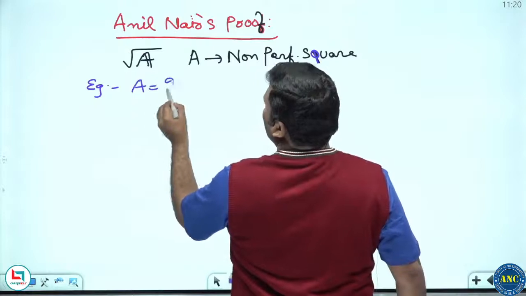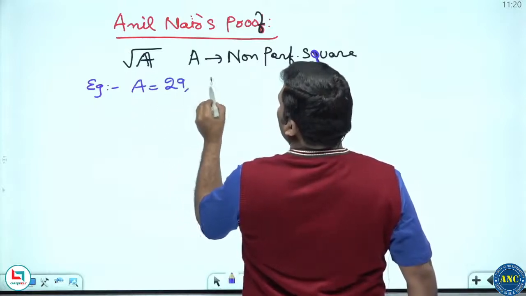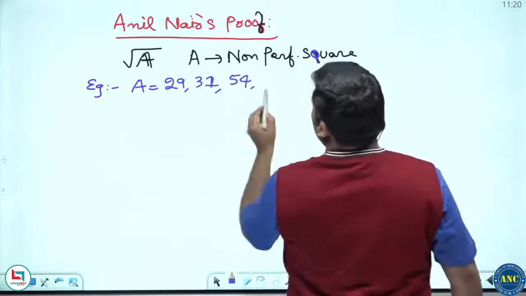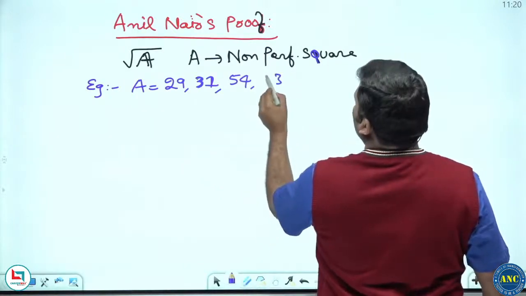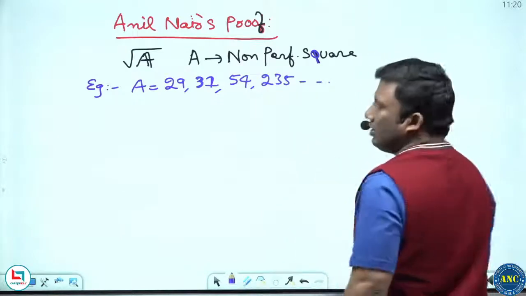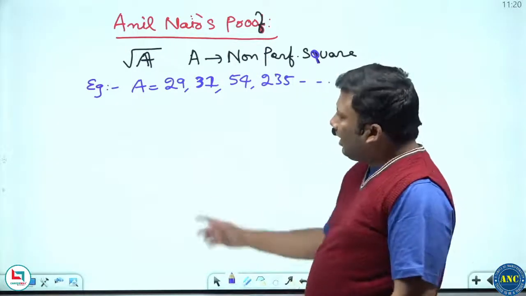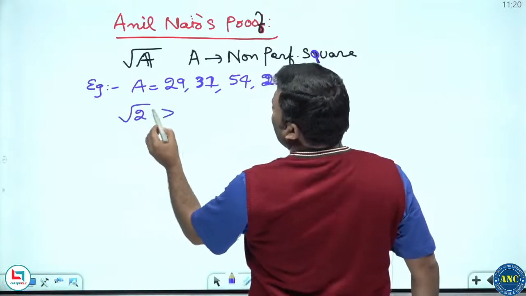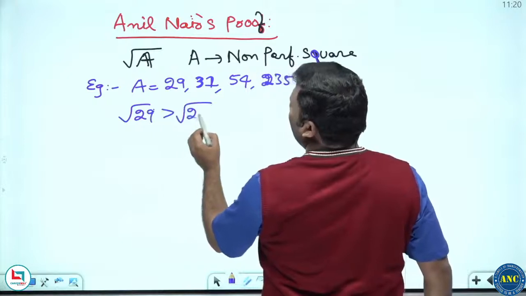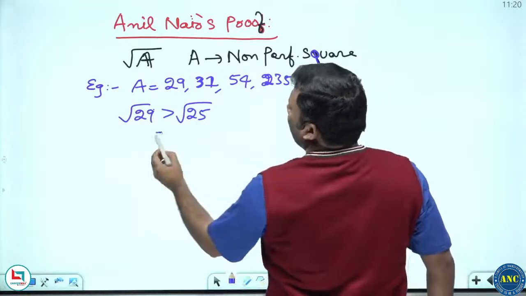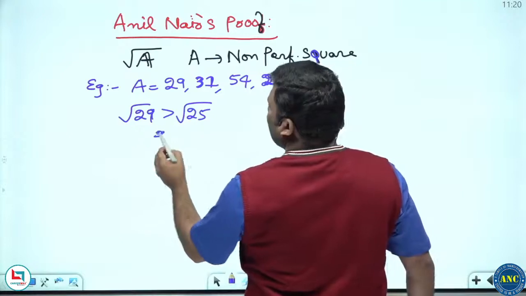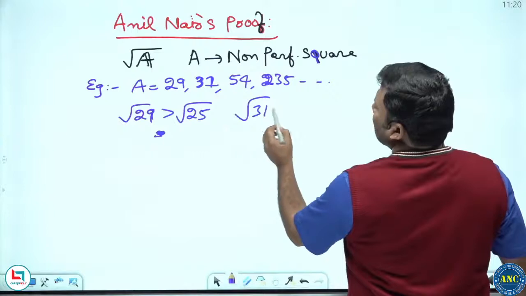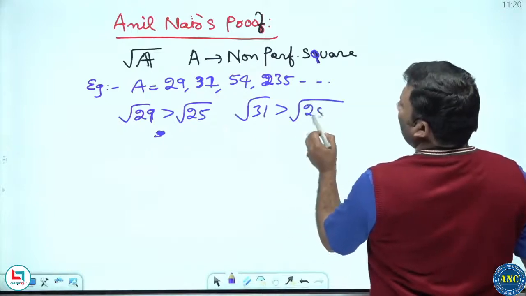A is 29, A is 31, A is 54, A is, for example, 235. All these are non-perfect squares. Can I say root 29 is greater than root 25? Am I right? Can I write root 31 is greater than root 25, yes or no?